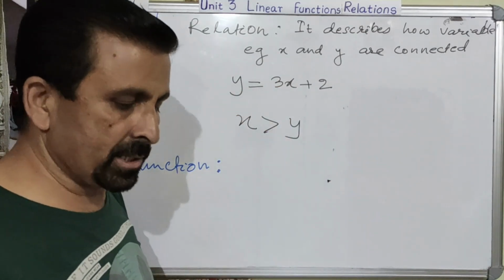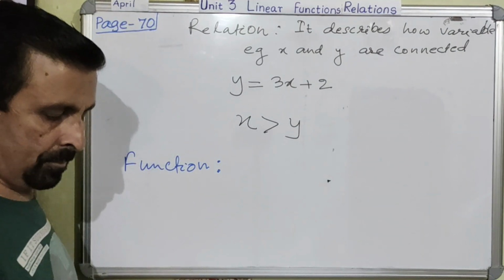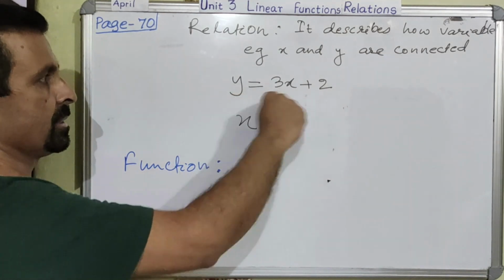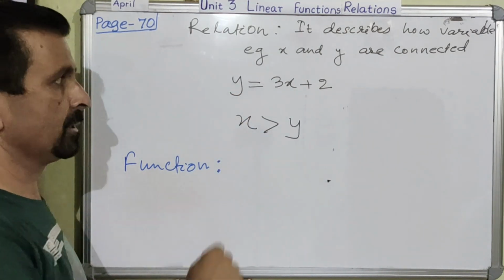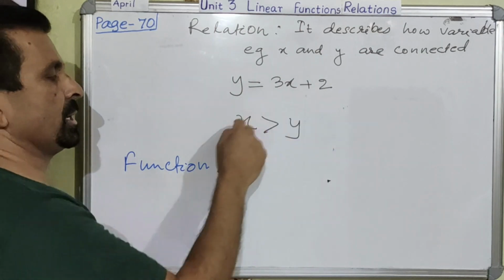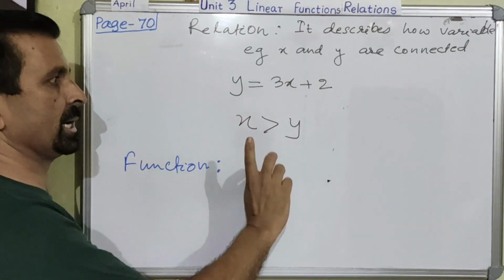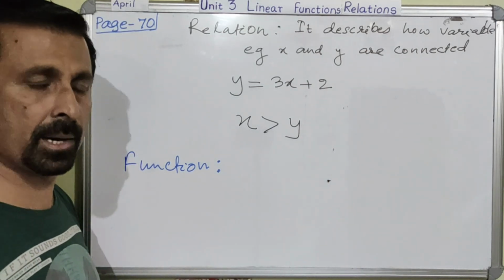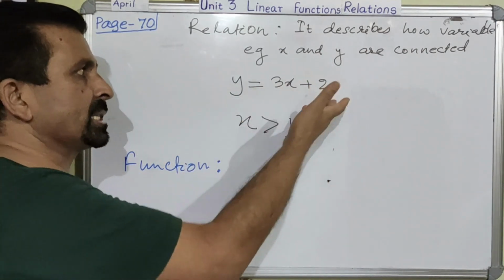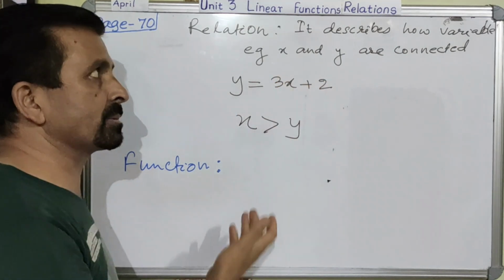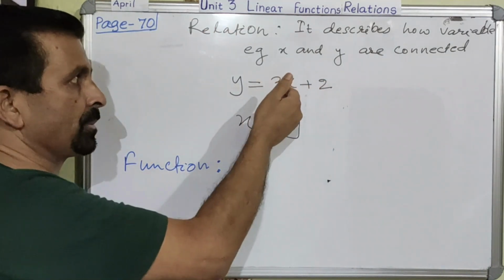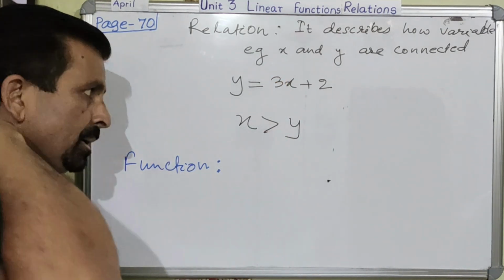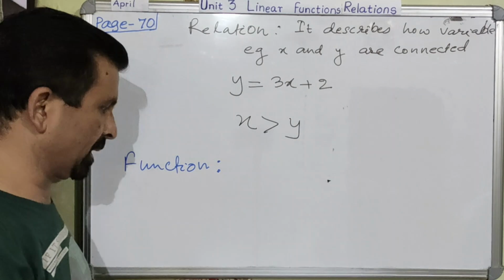Now, when we come to function, let us try to understand from these two first of all. These two are giving you the relation: this equation and this inequation. But which relation is a function? These two describe the relation, but which of them describes the function? From there, we'll try to understand the function.